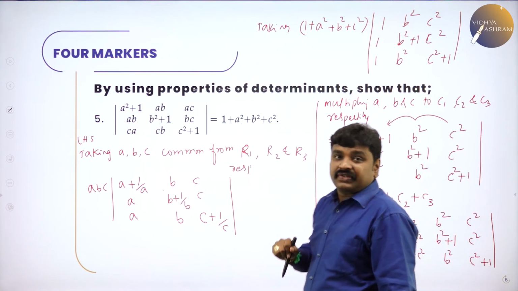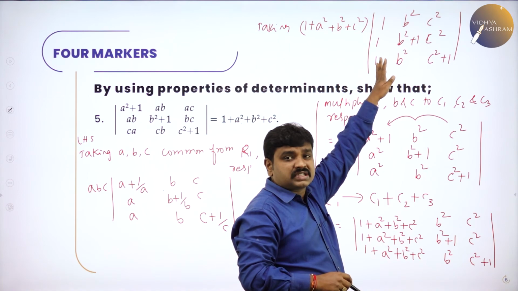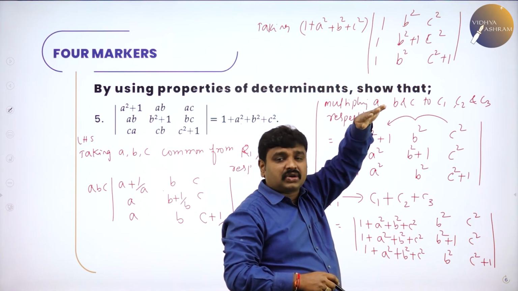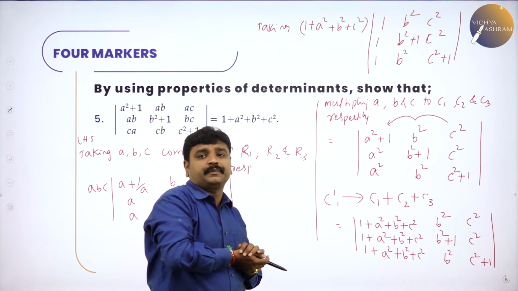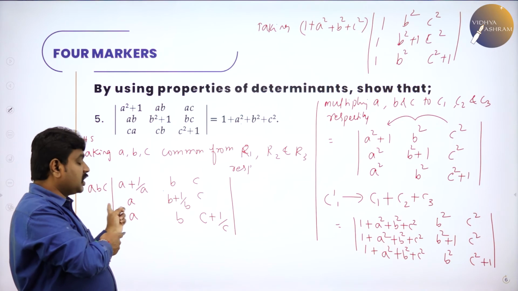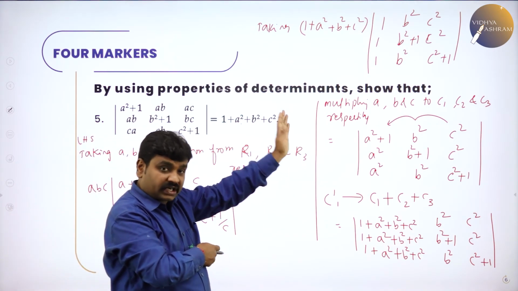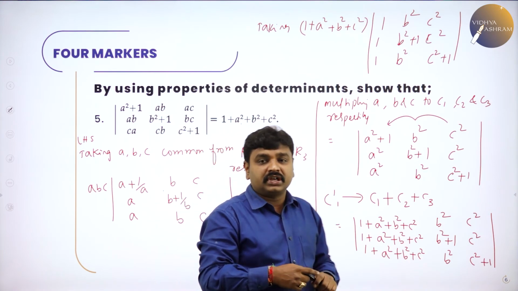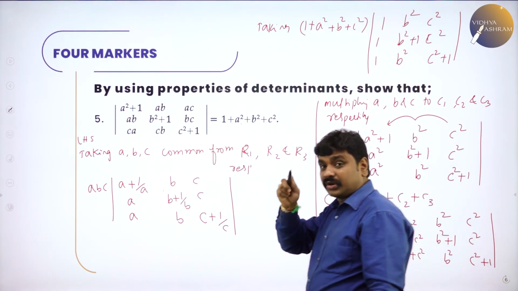Now simplify this. How to simplify? Always when you get 1 1 1, the best process is r1 dash is r1 minus r2, r3 dash is r3 minus r1. I hope all of you understood till this part. First what I have done: take a, b, c common, a common from the first row, b common from the second row, c common from the third row. Then multiply a to the first column, b to the second column, c to the third column. Then when you observe, if I add all the column elements, I will get 1 plus a square plus b square plus c square.